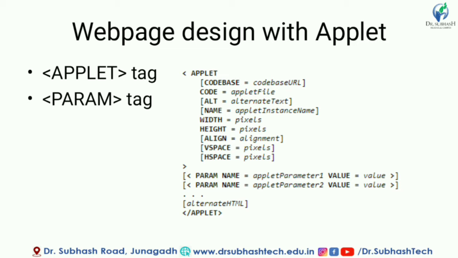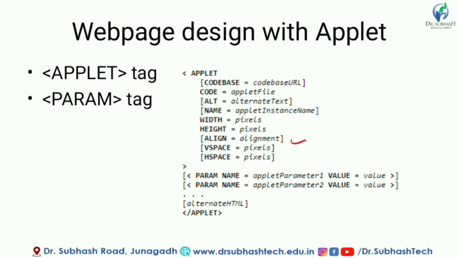Then there is an attribute alt, in which you can give the alternative text. If because of any issues your applet is not displayed, or the applet is not found, then you can give the alternative text in this alt attribute. Then there is an attribute name. You can give the name of the applet in this attribute. Then there are the attributes width and height. You can give the values of the height and width in pixels, and both these attributes are compulsory for the applet tag.